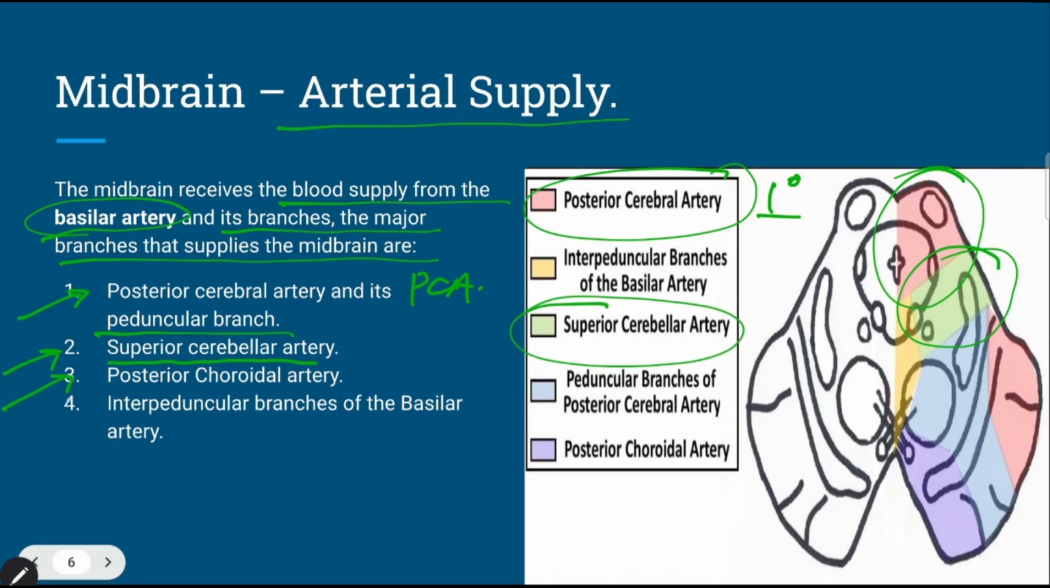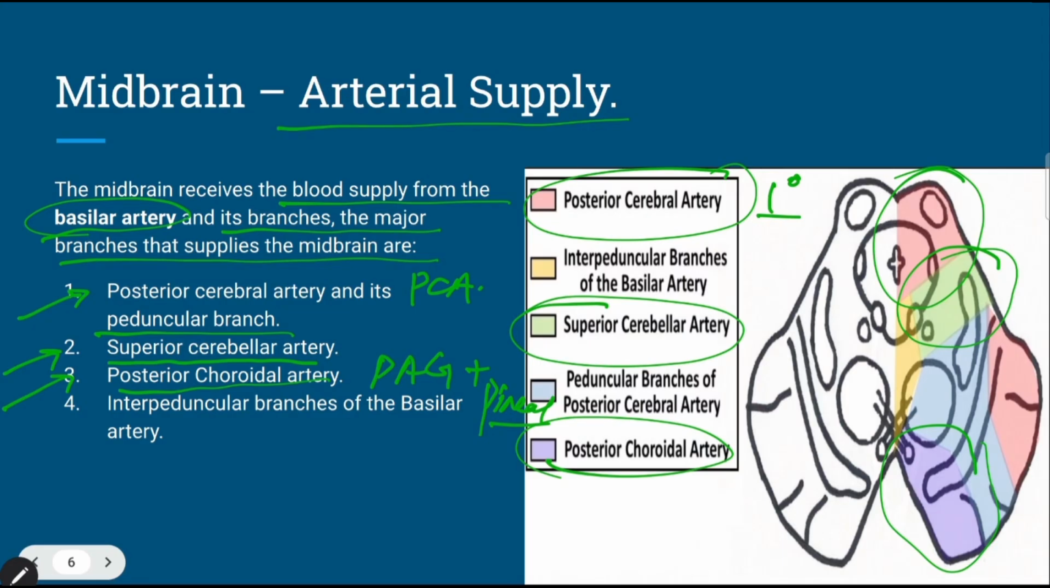Third, the posterior choroidal artery, a branch of the PCA. This artery supplies the periaqueductal gray and nearby structures like the pineal gland regions as well. It's less commonly tested, but good to know for questions about CSF flow or pain modulation.